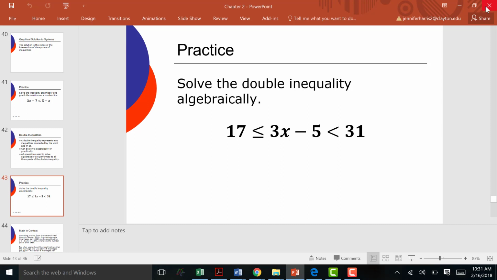Divide all 3 sides by 3. The 3's in the middle cancel out. So I have my x in the middle left by itself. My less than symbol still just comes down. What's 36 divided by 3? 12. Okay. And 22 divided by 3, we're going to leave it as 22 divided by 3.